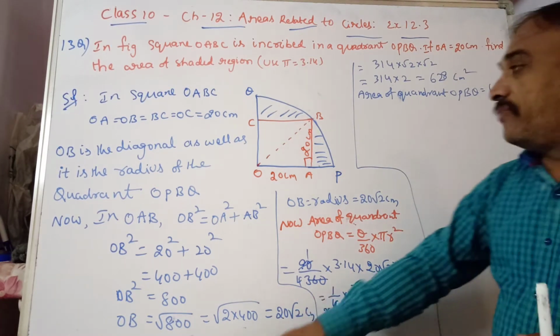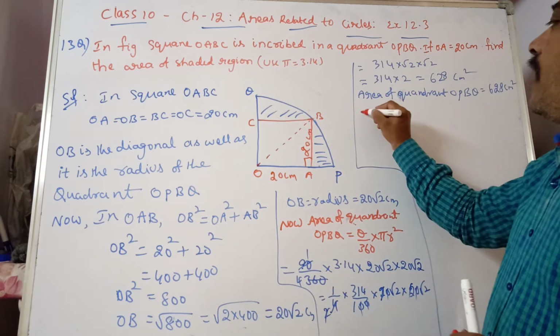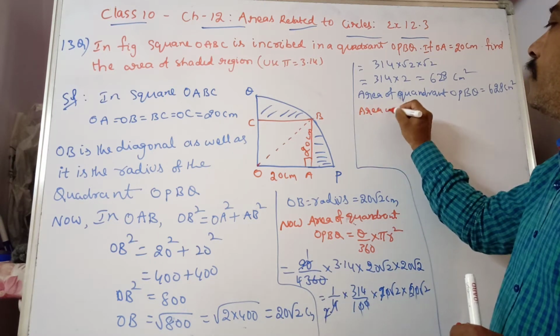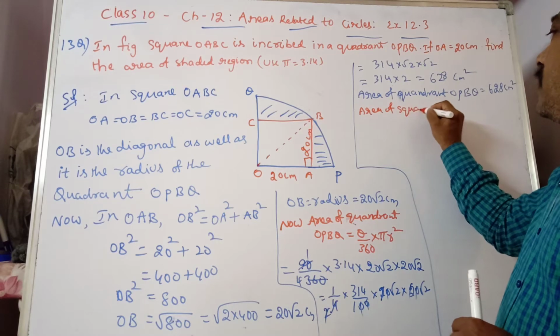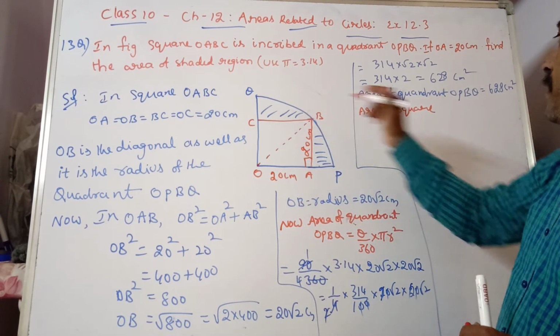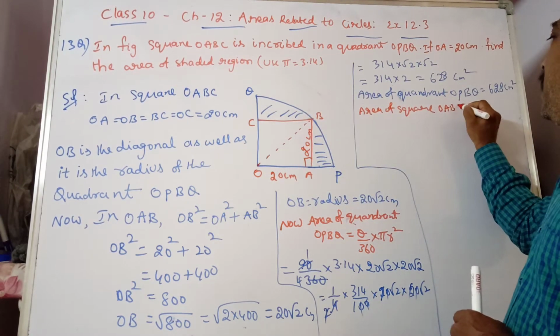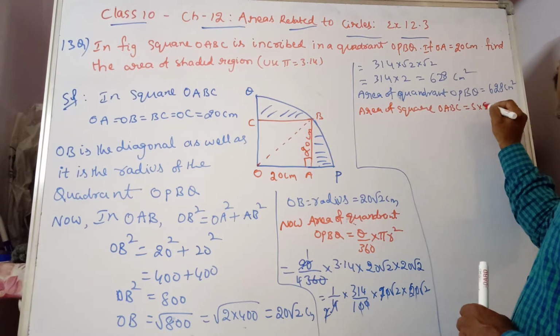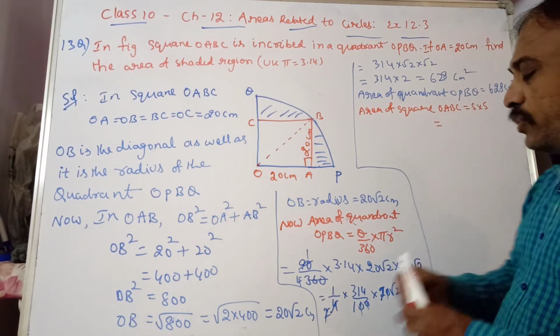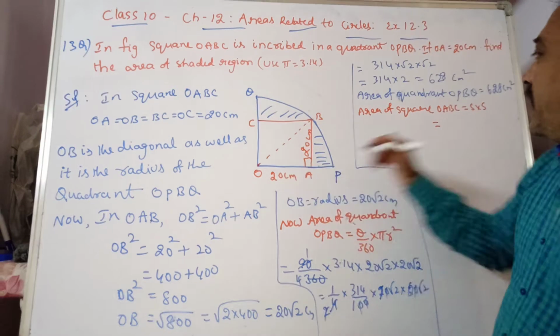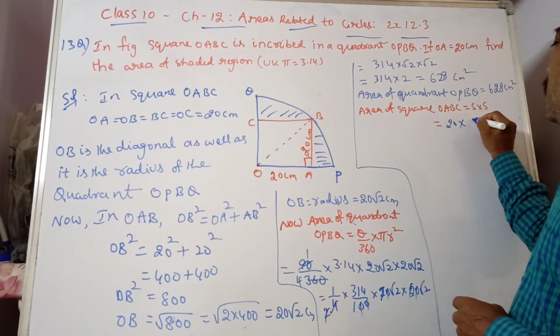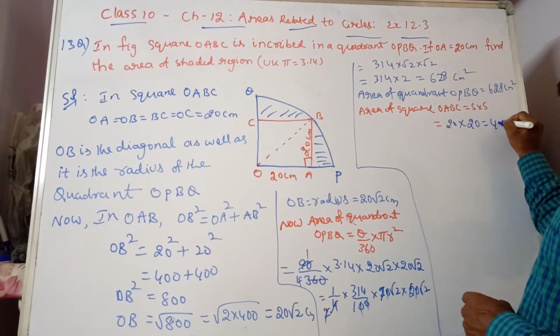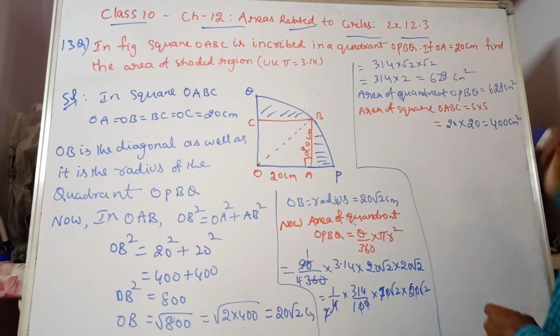Now area of the square. What is the square name? OABC. Area of OABC is equal to side into side. What is the side of the square? 20 into 20, which is equal to 400 centimeter square.